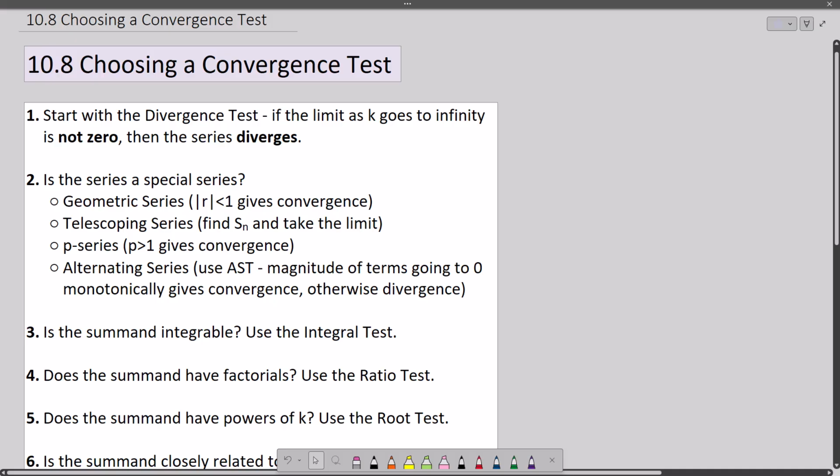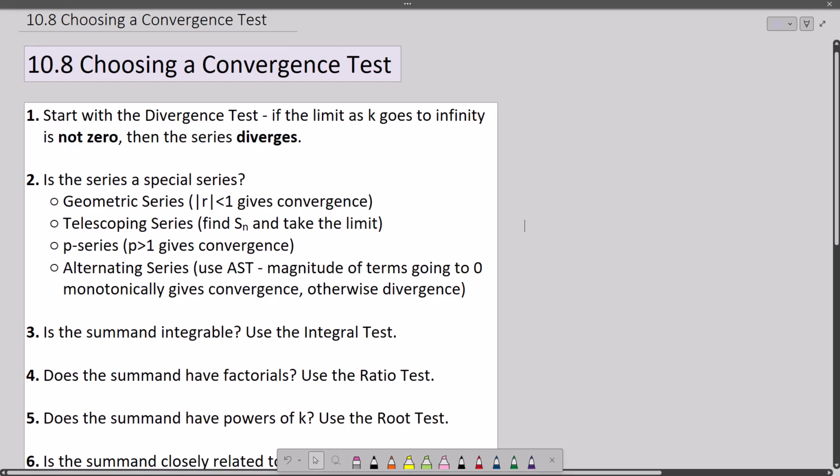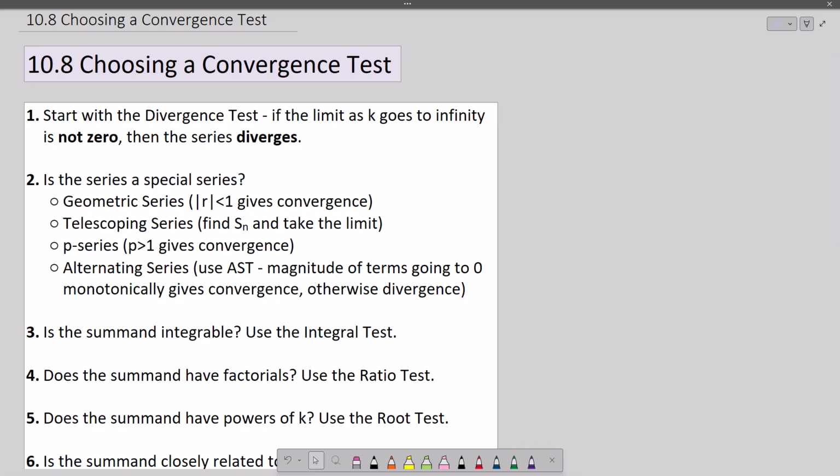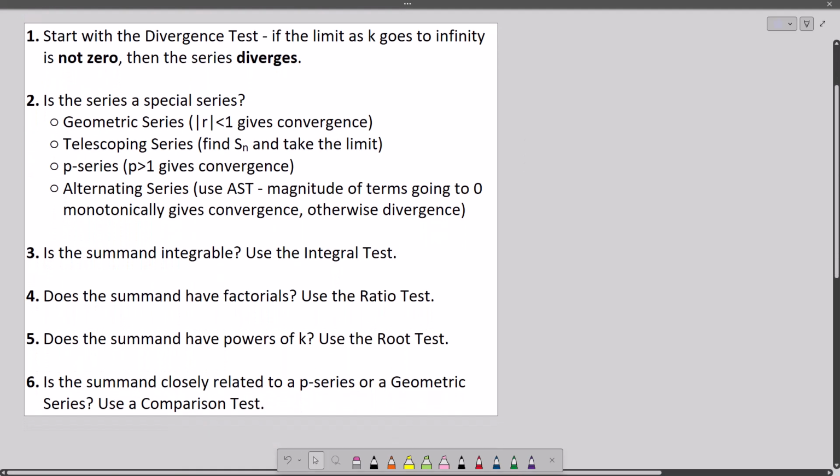All right, well, the last section in chapter 10, 10.7. So 10.7 is all about picking the right test. We kind of generically refer to all of them as tests, even though we don't call the geometric series a test. But when we say there's 10 tests, we mean there's 10 ways to decide convergence or divergence. Some of them are officially tests. Some of them are just types of series: geometric series, telescoping, p-series, and alternating. Those are the ones I would call the special series.